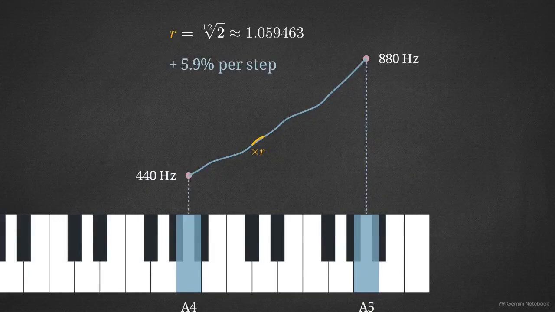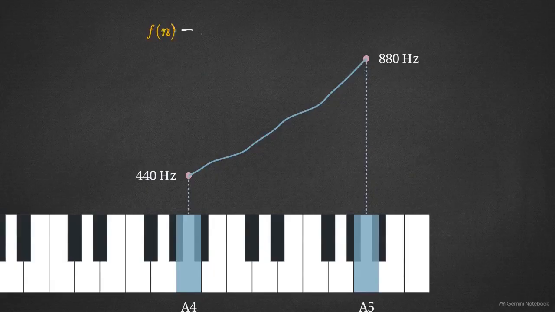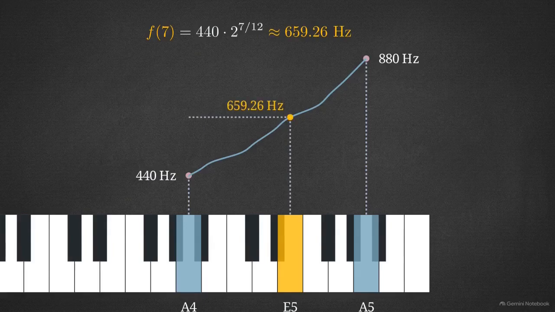Now that we have our ratio, we can find the exact frequency of any note on the keyboard. Using this exponential formula, take a moment, pause the video, and try to calculate the frequency exactly 7 steps above A4. Here is how that math works out. You take the starting frequency of 440 and multiply it by 2 to the power of 7/12. That gives you a frequency of 659.26 hertz.